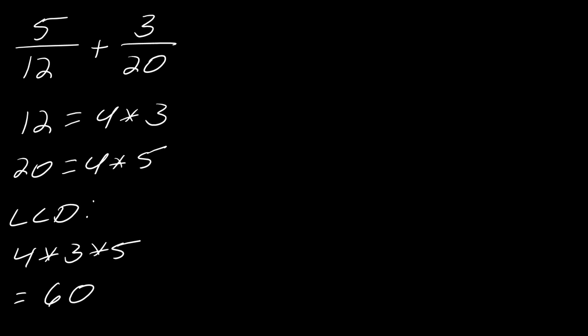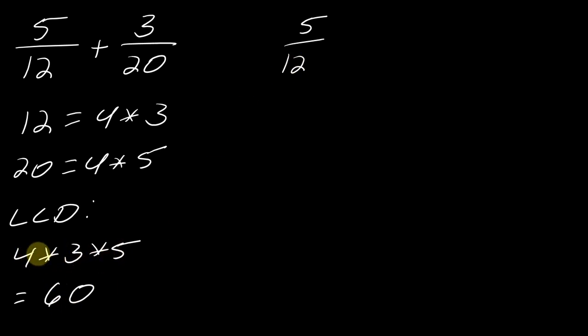So let me show you why. So now I need to rewrite 5/12, but I need it to have that LCD of 60. So how do you make 12? 12 is 4 times 3. And what I need my LCD to be is 4 times 3 times 5. So if you ever say, what do I multiply 12 by to get to 60? If you're saying you don't know, you do know.